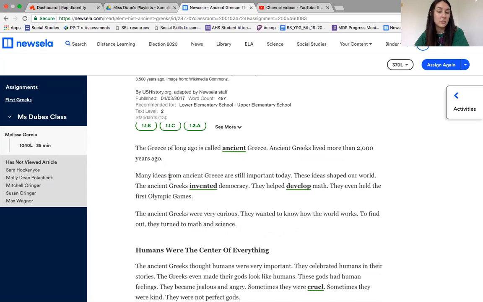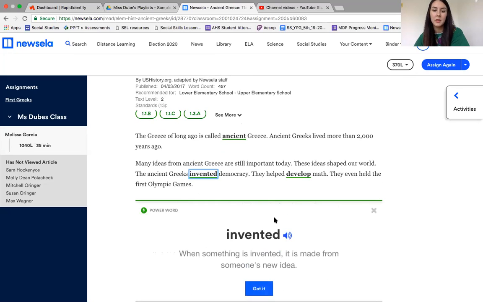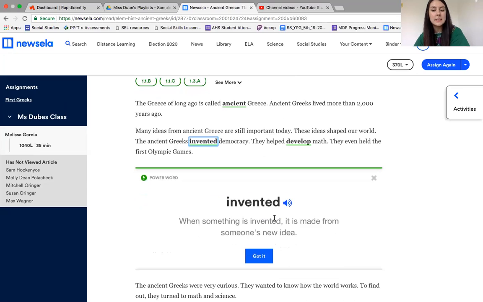Many ideas from ancient Greece are still important today. These ideas shaped our world. The ancient Greeks invented democracy. So you can see the word invented is underlined, so I'm going to click on that too. Invented. When something is invented, it is made from someone's new idea.